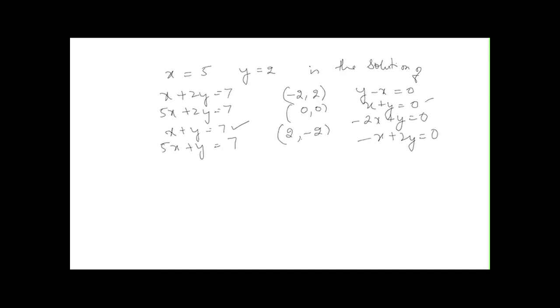X plus y equal to 0, okay. Y minus x equal to 0, how? 2 minus bracket minus 2 is 2 plus 2. Sorry. Second option, x plus y equal to 0, is right. Minus 2 plus 2 is 0, 0 plus 0 is 0. All the three should satisfy.